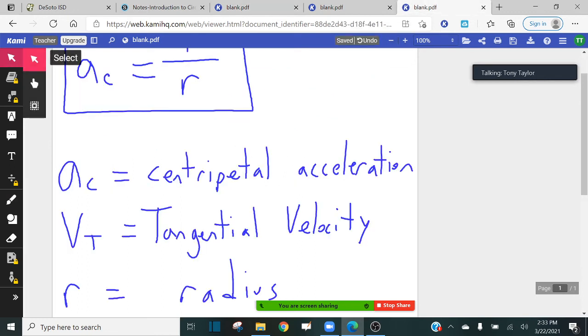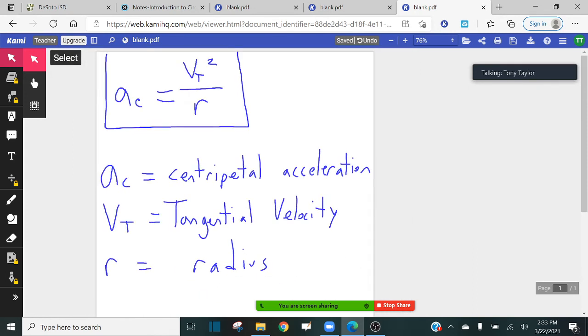So if I were you guys, I would write this down or take a screenshot of this so that you guys will have this equation next to you whenever you are working on your homework assignment. So anytime an object is moving in a circle, it has a centripetal acceleration. And that centripetal acceleration is mathematically equal to the tangential velocity squared divided by the radius of the circle.